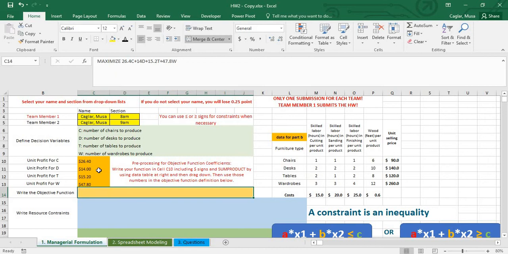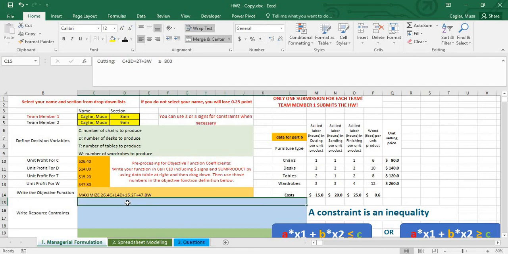Okay, what is the objective function? It says you can use those unit profits to express your objective function. So in the problem, the company wants to maximize its total profit. My decision variables are C, D, T, W, and I also know the unit profit. So I'm gonna just write maximize unit profits times my decision variables, the unknown numbers. That's it. My unit profits and my decision variables.